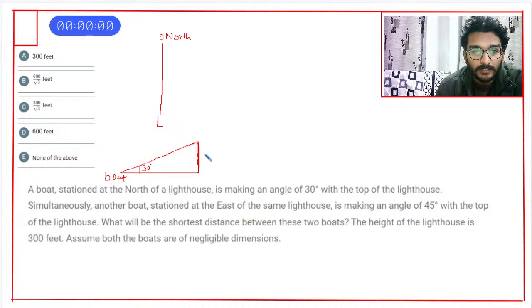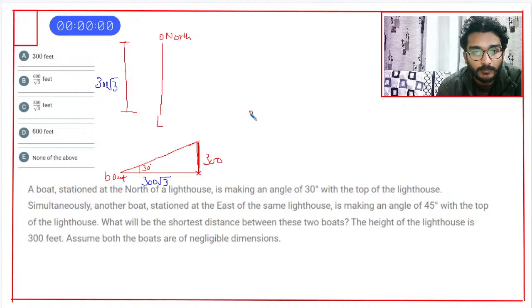The height of the lighthouse is 300 feet. So I can find the distance between the boat and the foot of the lighthouse, which is this distance that I'm talking about. This is the distance between the boat and the lighthouse. So I can apply trigonometry. It is tan 30, that is 300 root 3. So this distance is 300 root 3.